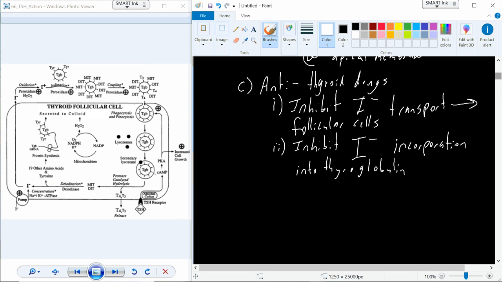So many of these drugs will be given to prevent excessive function of the thyroid, things like overconsumption of oxygen, over uptake of glucose. But there are also what are known as dietary goitrogens that are going to also inhibit thyroid function. So when you have abnormal growth in the thyroid, it's called a goiter.